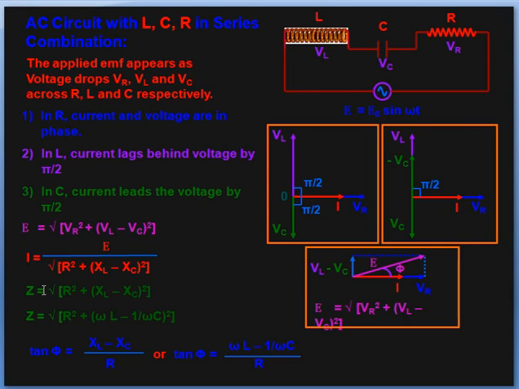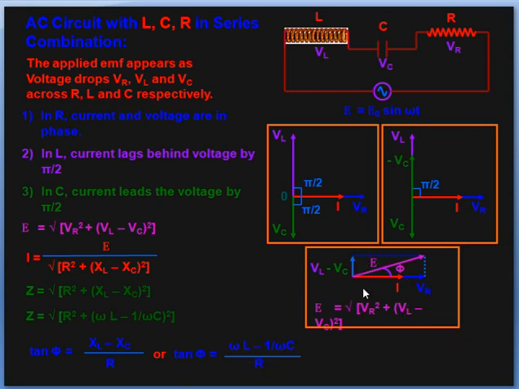Anyway, the opposition to current in the LCR series circuit is termed by a new name, that is impedance, represented by Z. That is, Z is equal to root of R square plus (XL minus XC) whole square, and you know XL is equal to L omega, and XC is written as 1 upon omega C. Further, impedance Z can be written as root of R square plus (omega L minus 1 upon omega C) whole square. See the slope, tangent of phi will be equal to (XL minus XC) upon R, that is, (omega L minus 1 upon omega C) upon R.